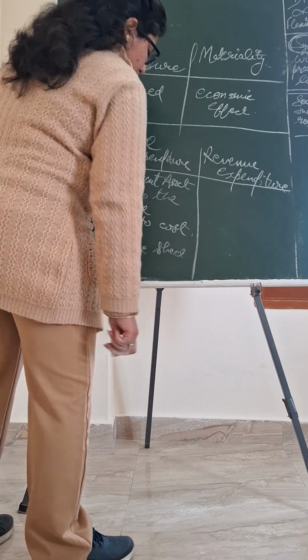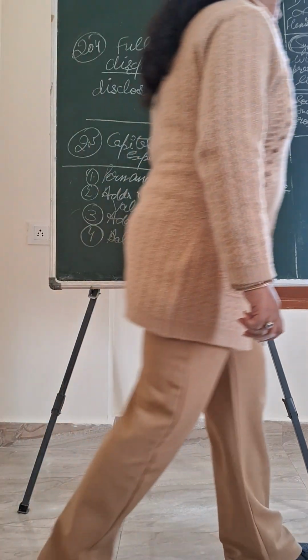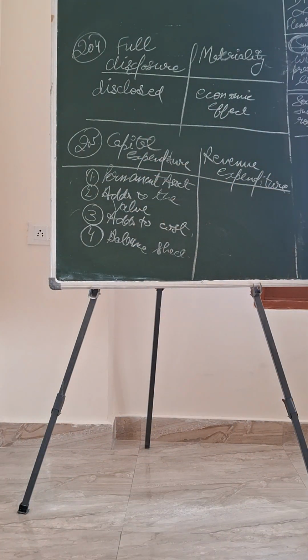Capital expenditure is the one which is shown in the balance sheet. Next we have revenue expenditure.